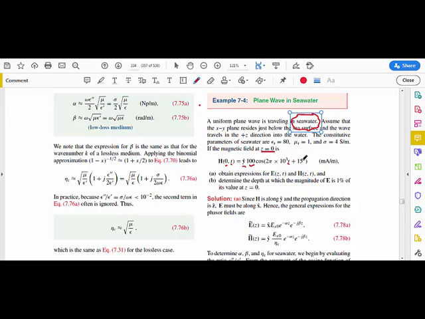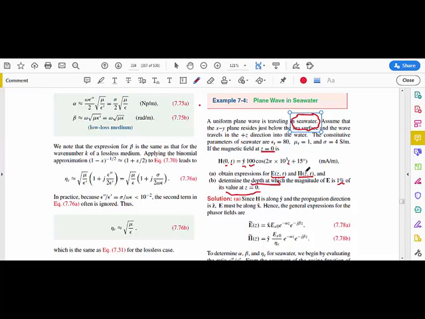Okay, so we need to get expressions for the electric field and the magnetic field in instantaneous form, in the time domain, or in real expression. And then we need to determine the depth at which the magnitude of the electric field has reached 1% of its value at z equal to 0. So first we need to obtain expressions of the electric field and magnetic field.